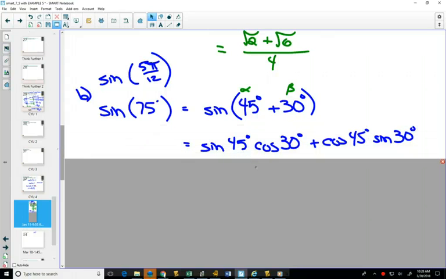It's sine alpha cos beta plus cos alpha sine beta. Each of those values is on your unit circle. So I'd like you to go from here and finish it up. I'll put the answer up in a second.